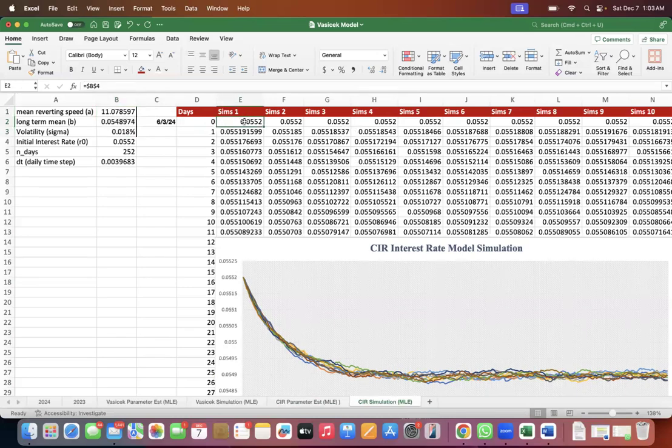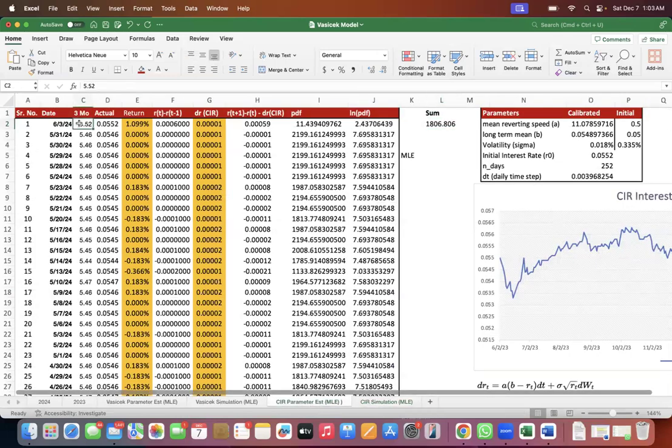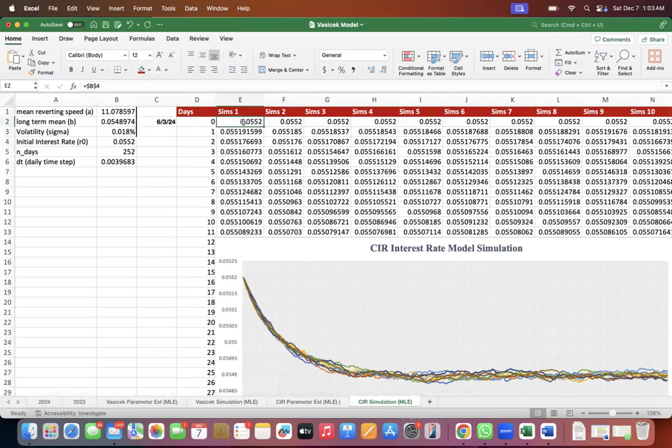Now, if you see, this is at time 0, T0, these are the interest rate levels, right? The latest interest rate level is what? 5.52%, or you can say 0.0552. It's the same thing. So at time t equal to 0, these are the interest rates.